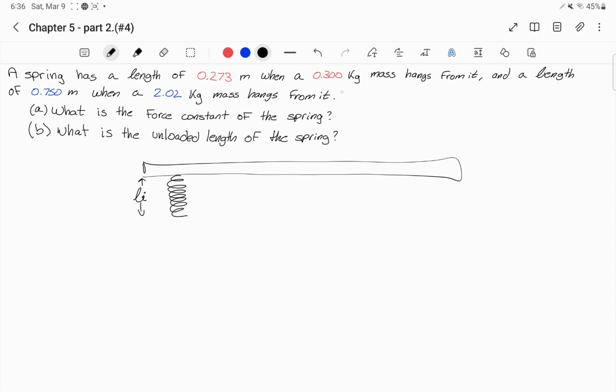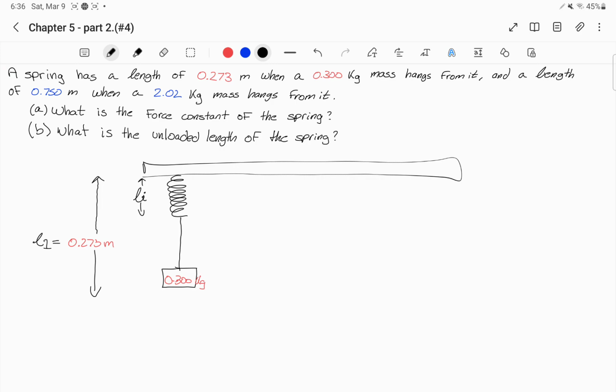And what did it say? Was it 0.273 meters? So when the mass is suspended from it, the spring is going to stretch down to a length of 0.273 meters, which we can call L1. And the mass is 0.300 kilograms.